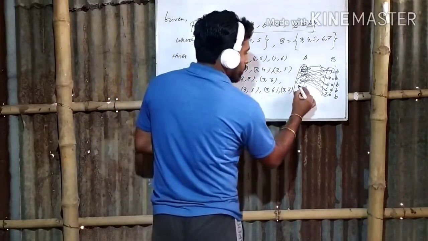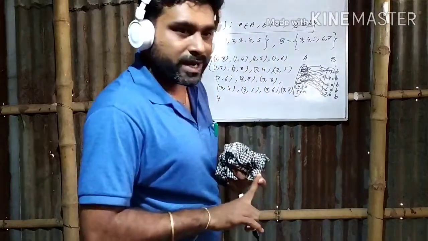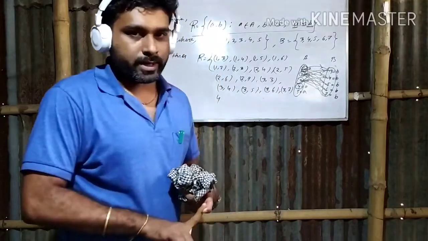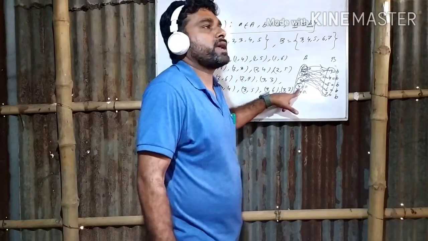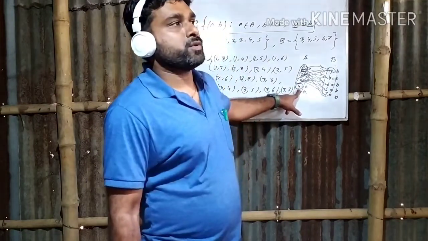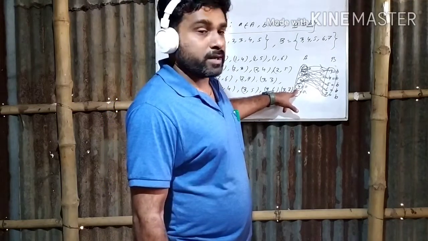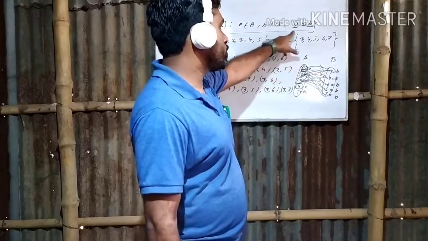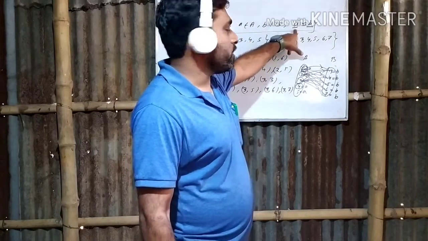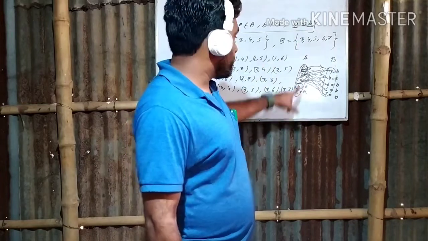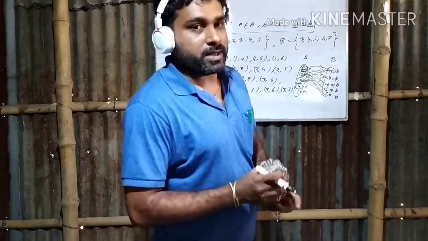With this 4, 4 actually cannot be constructed any mapping with the 3 of the second set, because 3 is smaller than 4. That means we cannot construct a relation or mapping between 4 and 3, because here you can see the value of A is becoming greater than the value of B here. So we cannot choose the greater value in place of A, because the value of A should be smaller than B. That means we cannot construct the mapping here.